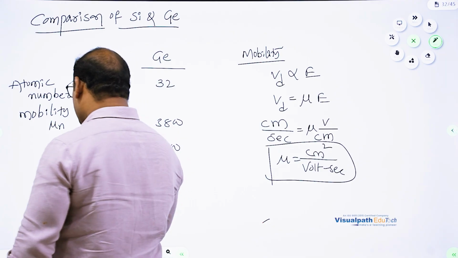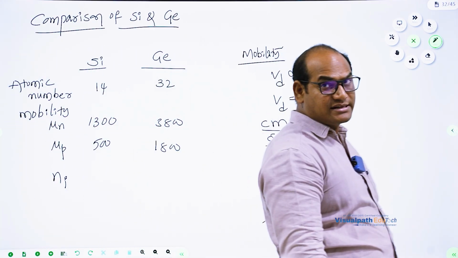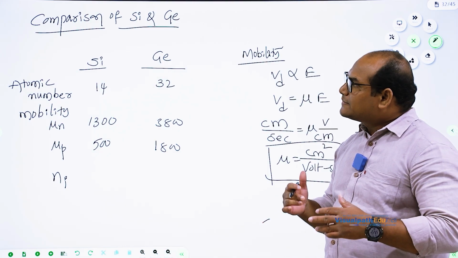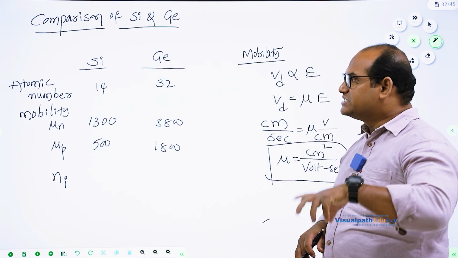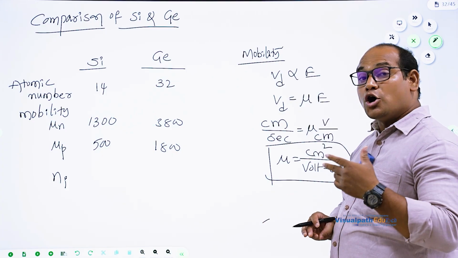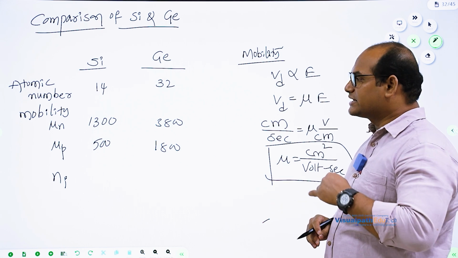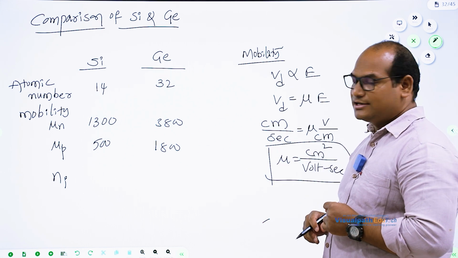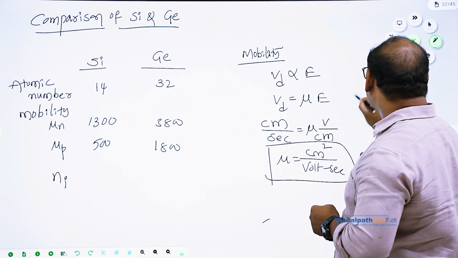And now we can compare the intrinsic concentration also. Intrinsic concentration means you need to take pure silicon without any doping concept. You need to take pure germanium without adding any impurities, that means without doping. Then how many free electrons are created, or how many holes are created, is nothing but Ni. So Ni is nothing but n is equal to p only.